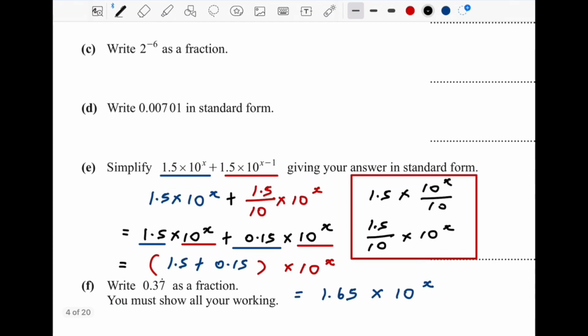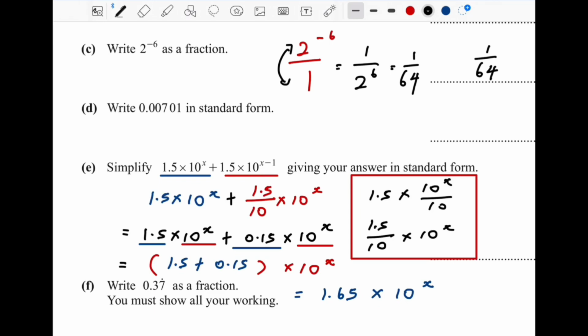2 power of negative 6 as a fraction. Okay, 2 power of negative 6 is the same as this. Whenever you want to get rid of the negative sign, you're going to swap between the denominator and numerator. So swap. Then you have 1 over 2 power 6. And then 2 power 6 is the same as 64.